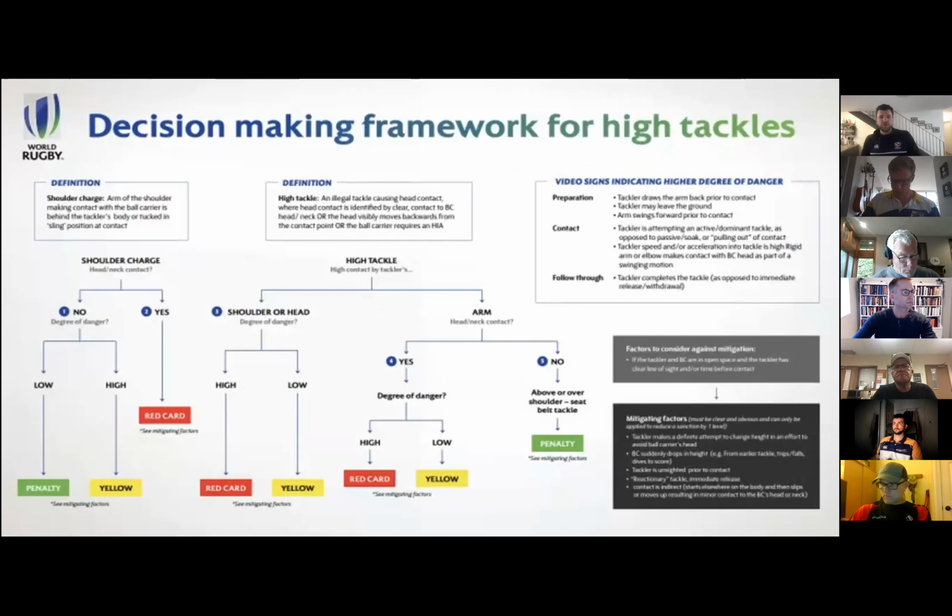So here's the high tackle framework, the decision-making framework for high tackles that was launched in 2019. We have a definition of a shoulder charge. We have a definition of a high tackle. Is there shoulder or head contact, or have we just got contact with the arm? Is there a seatbelt tackle? We've got factors to consider for aggravation. We've got mitigating factors. And I'm not sure about you, but I've seen slightly easier processes for mortgage requests and various different things through banks. You do need some form of tertiary education degree to understand this form.